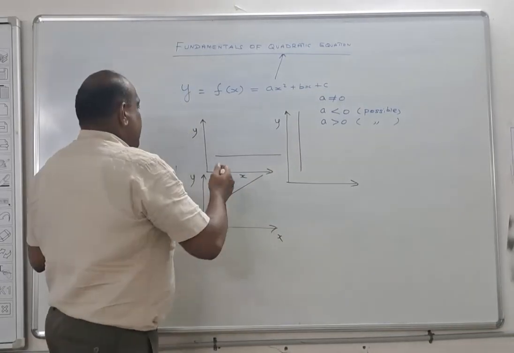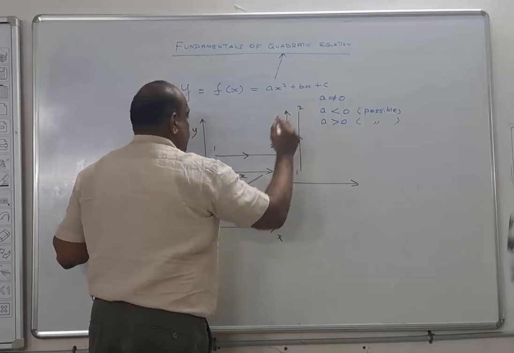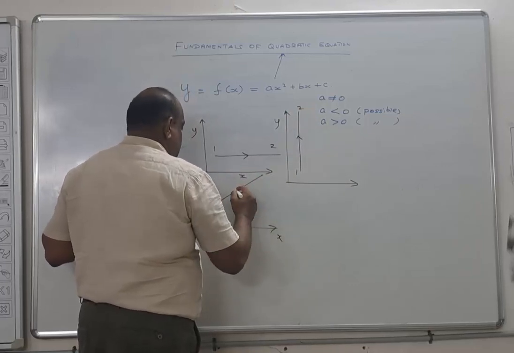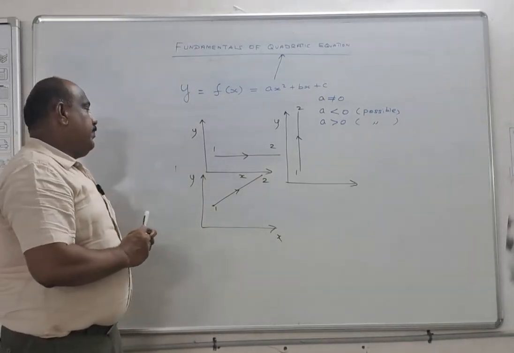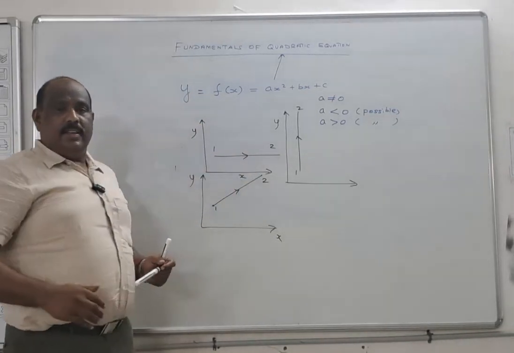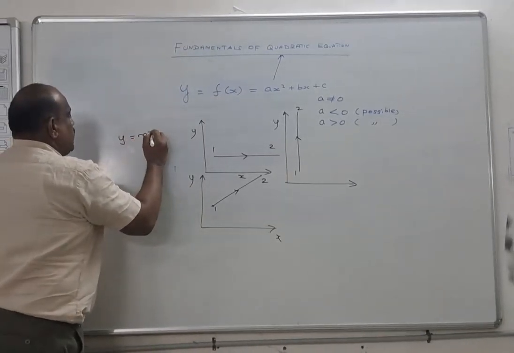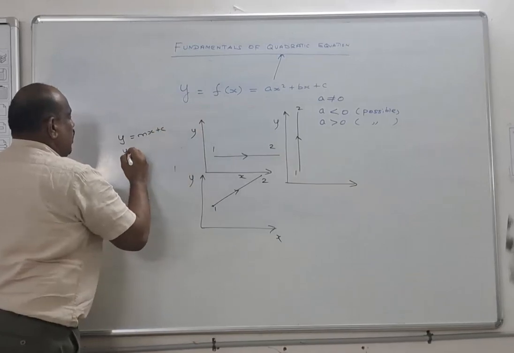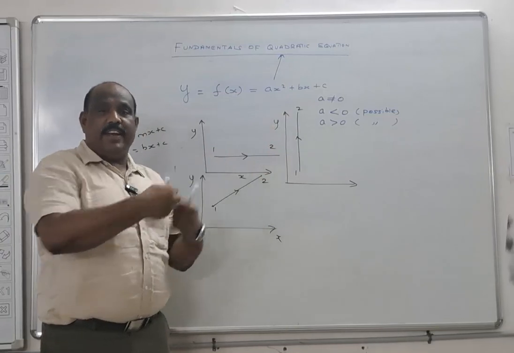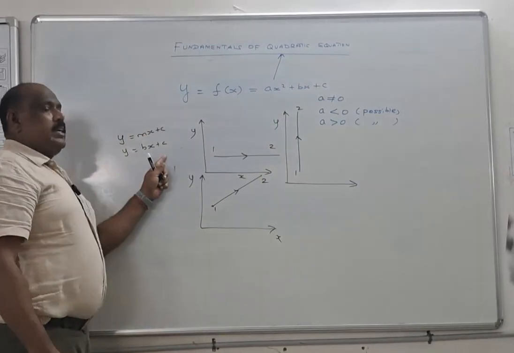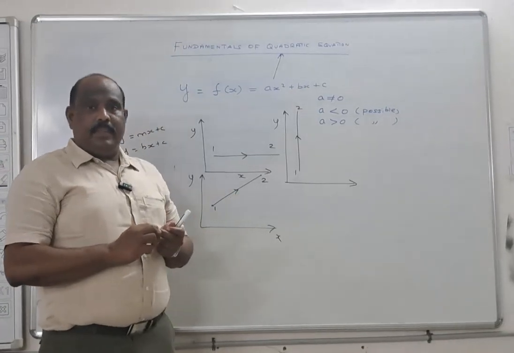Let me call this state 1 to 2. It's moving from state 1 to 2. So here this is a straight line. We know that this equation is given by y equal to mx plus c. In this case, y equal to bx plus c. If I make a equal to 0, then the equation reduces to a straight line, y equal to bx plus c. So this equation indicates the equation of a straight line.